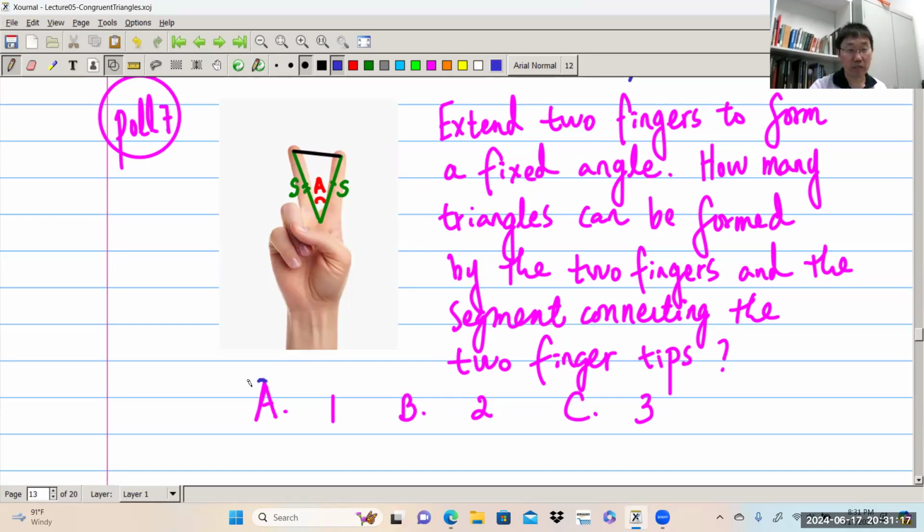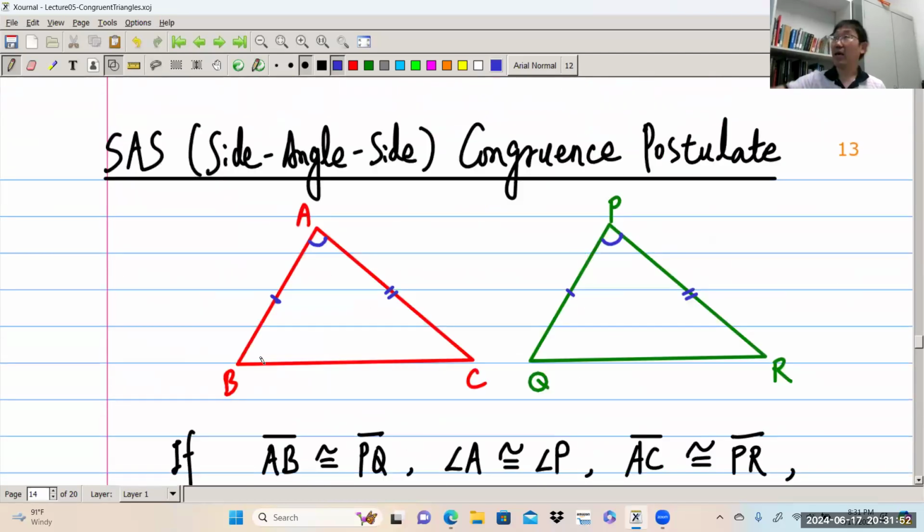So this tells you what? If you are given two fixed sides and you fix the angle between the two sides, you can always make just one triangle. So suppose you have two triangles, and the two sides of one triangle are congruent to the two sides of the other triangle, and the angle between the two sides in the first triangle is congruent to the angle between the two sides in the second triangle. Then these two triangles must be the same triangle. Do you agree? So they must be congruent. So that's the so-called SAS congruence postulate. Got it?